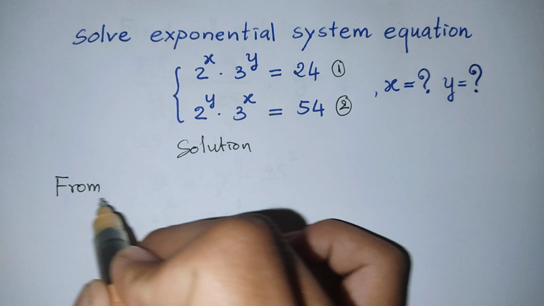In this video, we are showing you how to solve an exponential system of equations: 2 power x times 3 power y equals 24, and 2 power y times 3 power x equals 54, and find the value of x and the value of y. Do you know how to solve this? If you know, please do it. When you have done it, please come back to watch my video from the beginning to the end to verify your solution.